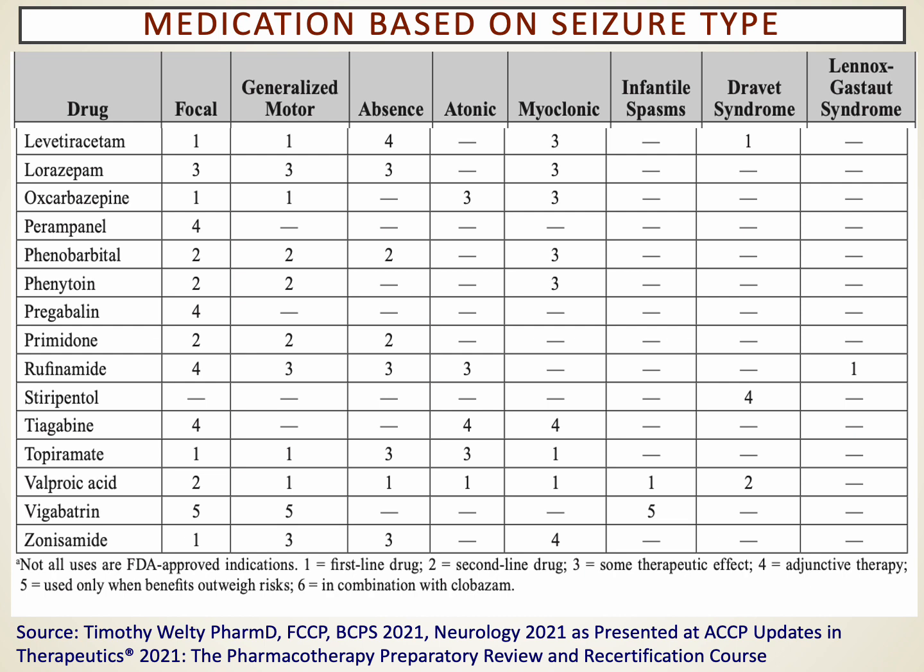Similarly, an older agent that used to be first line for most seizure types is phenobarbital. But phenobarbital causes a lot of sedation for patients, a lot of mental dulling, and as such is really not a good first-line agent because of the side effect profile.